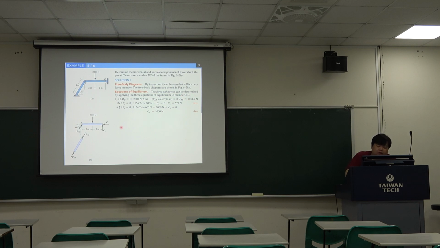And we can do the summation Fx equal to 0 because we have this force. So we use this force answer and this force, then we can calculate Cx is equal to 577 Newton. Then we can do the summation Fy equal to 0. Then use this force and this force. Then we can get the force Cy is equal to 1000 Newton.